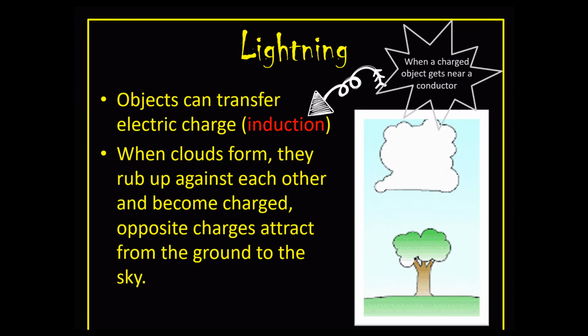Another example of induction, charging without touching, is lightning. Lightning happens when you have clouds moving up in the sky and a transfer of charge happens there. If you have a cloud with a net negative charge and it gets near something that has a net positive charge, they're going to want to attract to each other. So the cloud doesn't have to come down and touch a tree for it to get struck by lightning. The charges will actually jump to one another, and we see it as lightning.